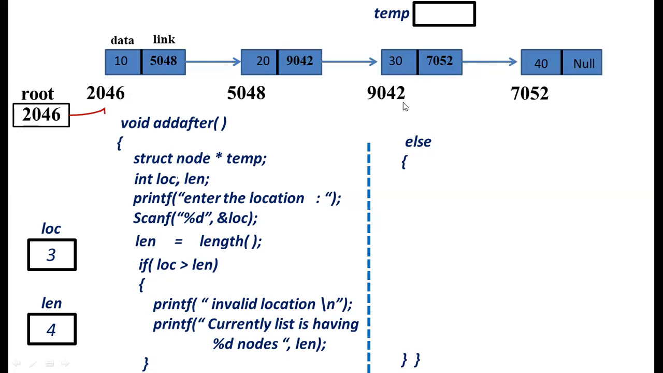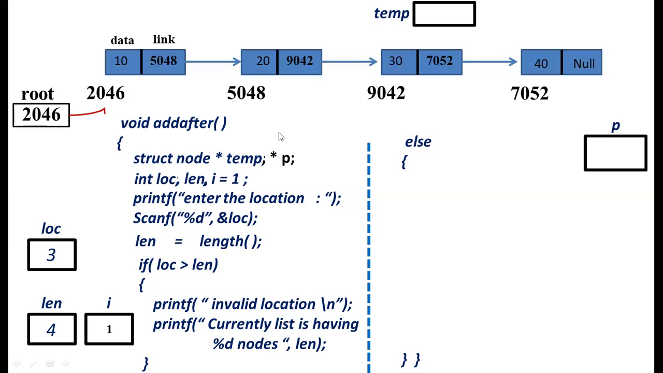Because we have to insert the node at this location, we have to pass the control to the third location. So how to send? To send, we have to declare one more variable I, which starts with value 1, and one more pointer variable P, which is of type struct node pointer. This is a temporary variable. So here the I value is 1, and P also got some memory allocated.